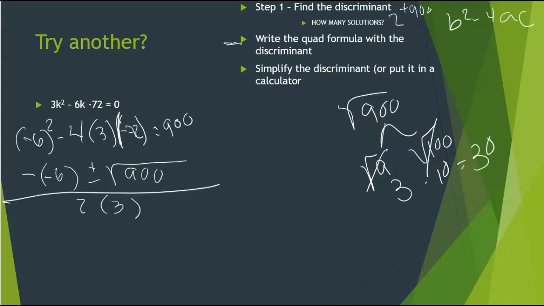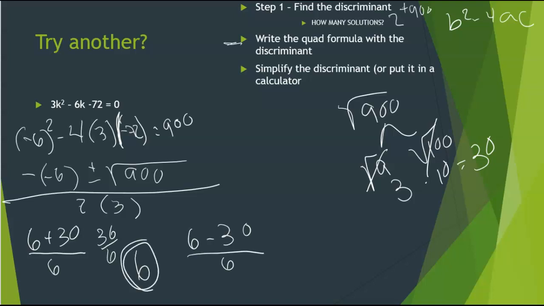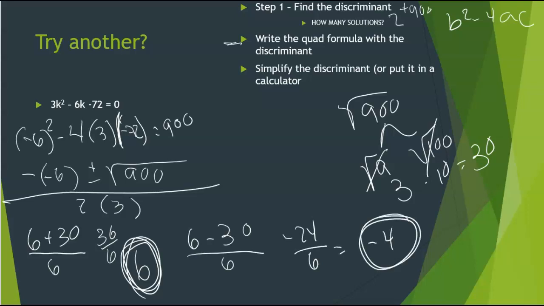So now I can go: negative 6 becomes positive 6. 6 plus 30 divided by 2 times 3, which is 6. 6 minus 30 divided by 2 times 3, which is 6. 6 plus 30 is 36. 36 divided by 6 is 6. 6 minus 30 is negative 24. Negative 24 divided by 6 is negative 4. There's our two solutions.